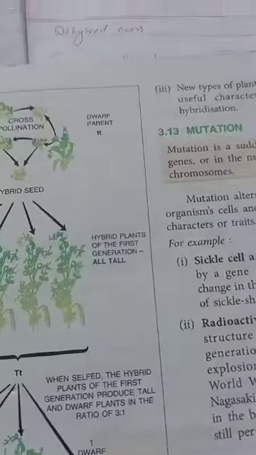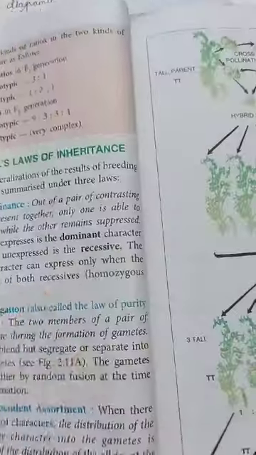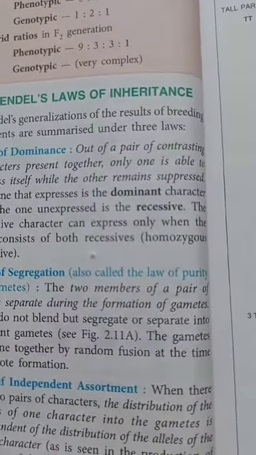So now there are the three laws. After these two crosses, Mendel postulated three laws. Mendel's three laws were the law of dominance. With these crosses only he had given this particular law. Law of dominance was there, law of segregation was there, and law of independent assortment was there.